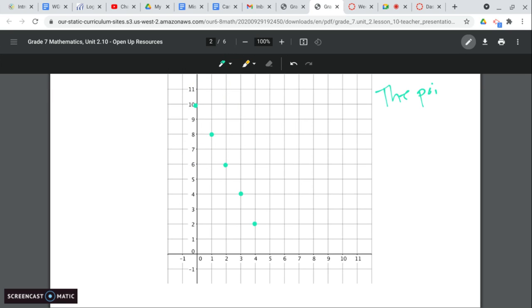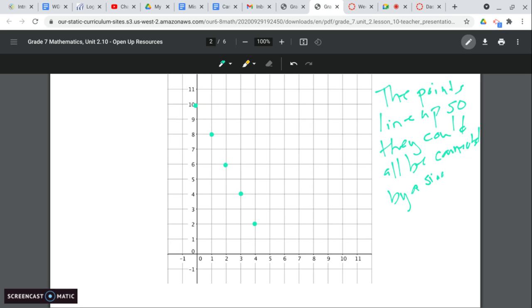The points line up so they could all be connected by a single line.